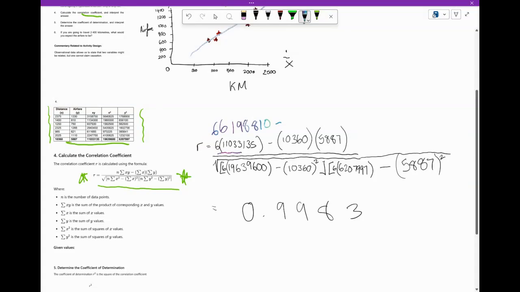Then here, when you times these two, the 10,360 times the 5,887, what do we get? 60 million. Somebody else try that. Let's see, are we all getting 60 million? 989,320. Okay. So then we can quickly minus those two numbers from each other.